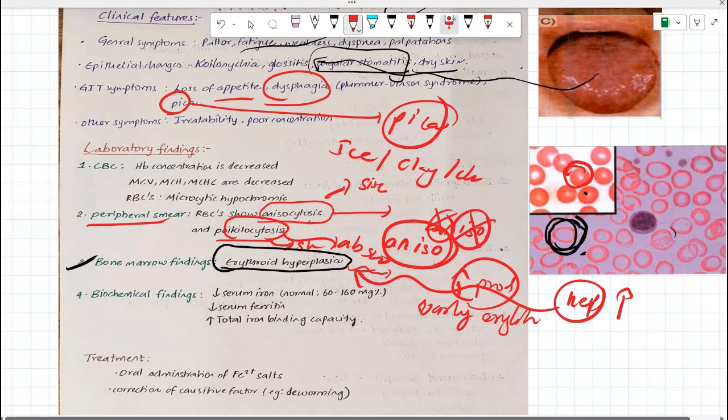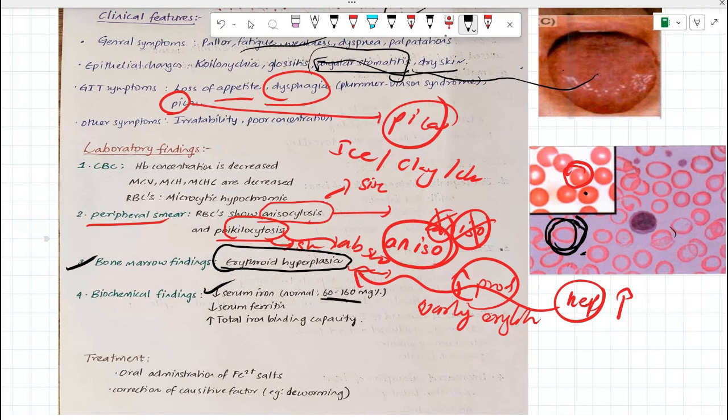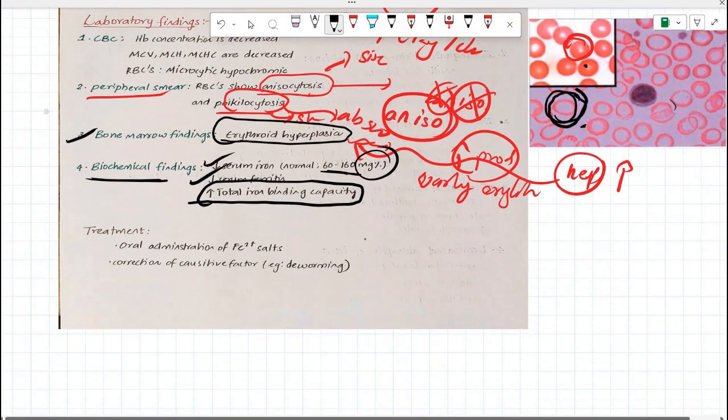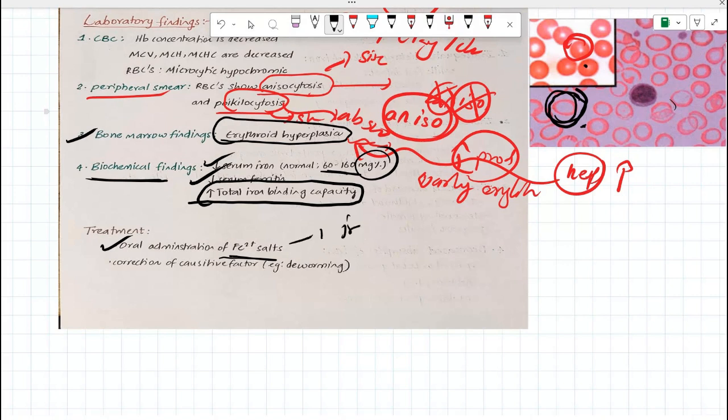And what are the biochemical findings? Decreased serum iron. The normal serum iron ranges between 60 to 160 mg%, and decreased serum ferritin and increased total iron binding capacity. You will be learning about these biochemical findings more in the biochemistry department. Now, what does the treatment include? Treatment includes oral administration of Fe2+ salts, or oral iron therapy, or iron tablets.